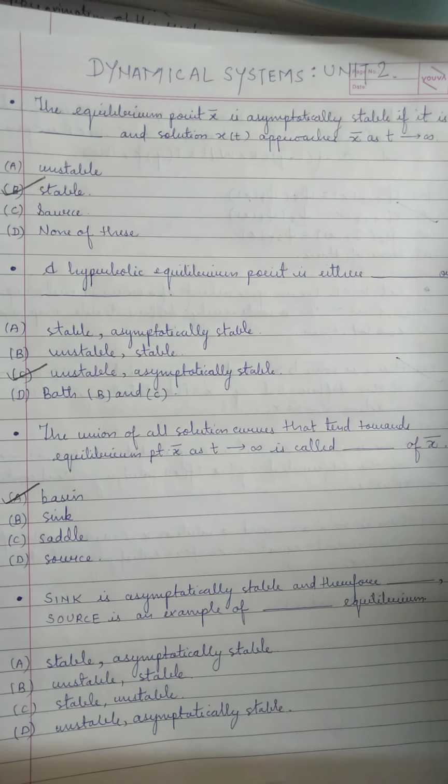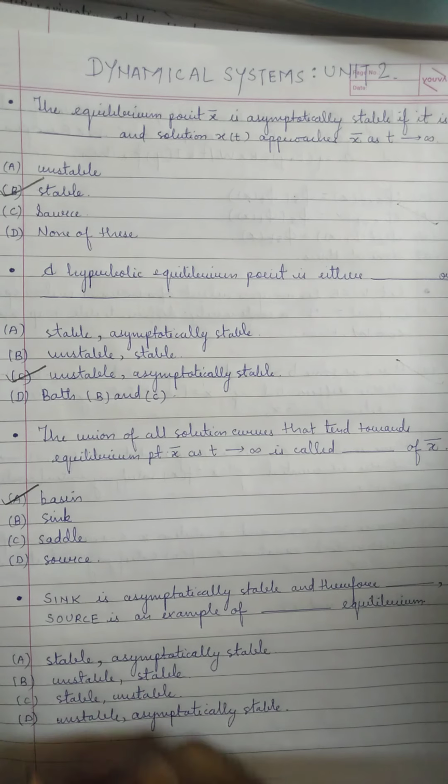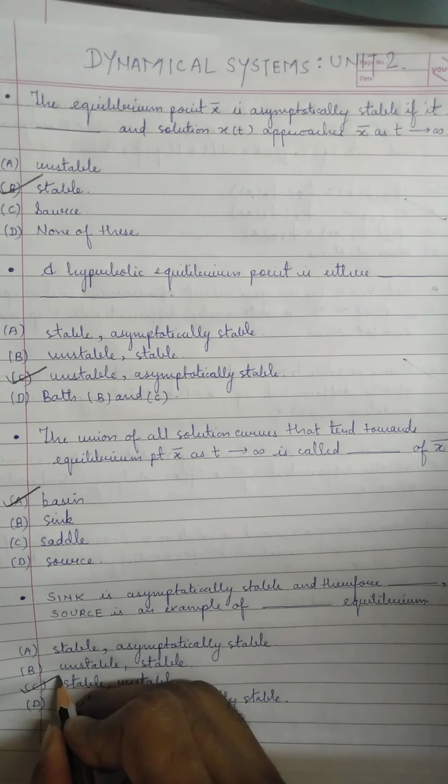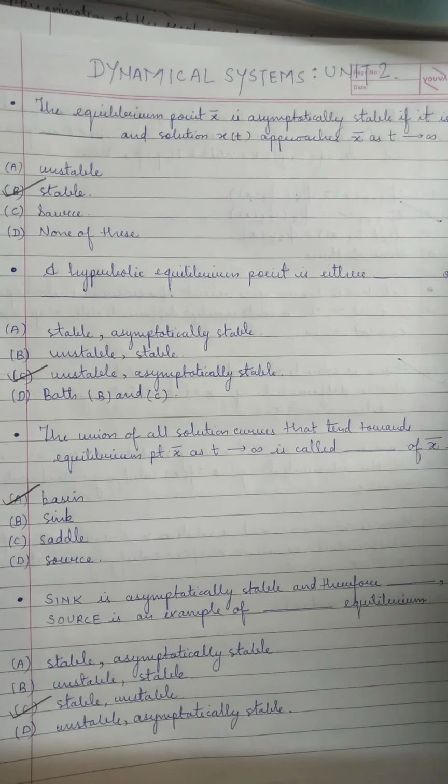Sink is asymptotically stable and therefore dash. Source is an example of dash equilibrium. So sink is asymptotically stable and therefore stable. Asymptotically stable implies stable, and source is an example of unstable equilibrium. Okay, so the correct option is answer.